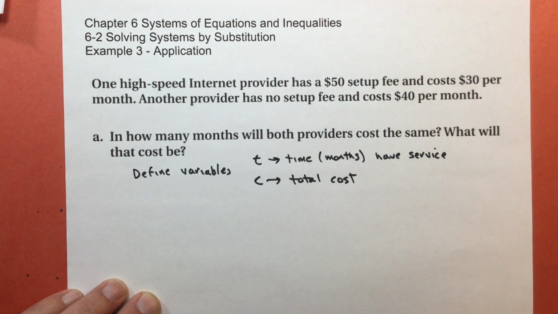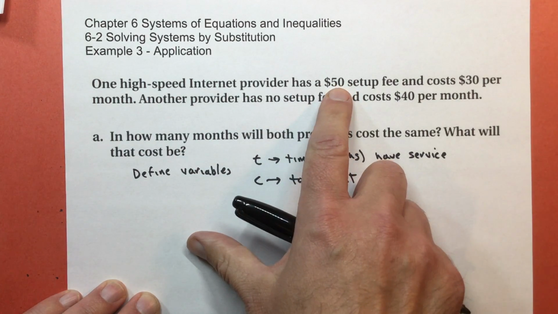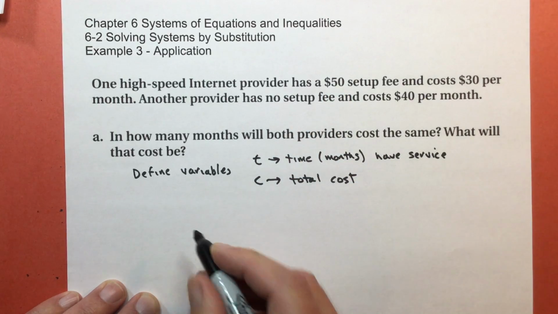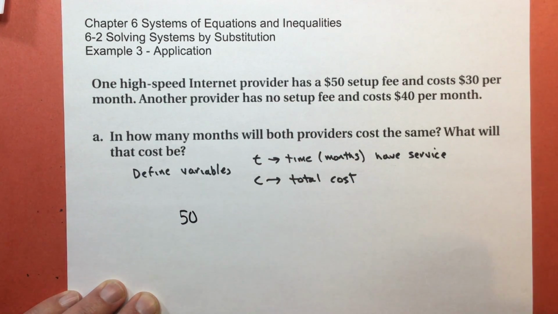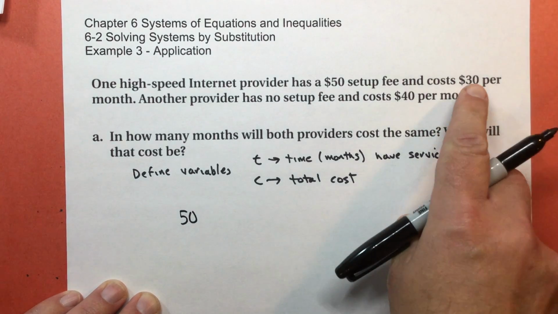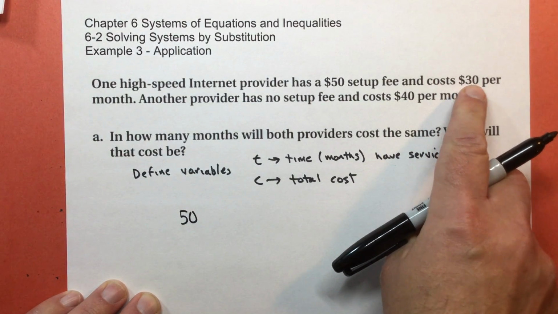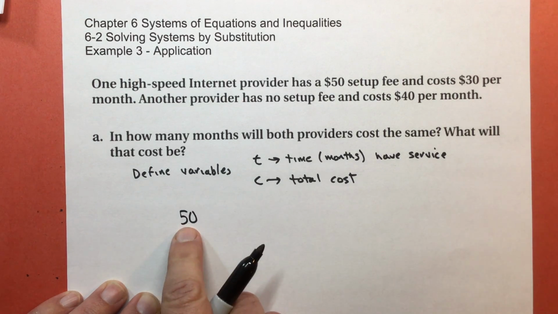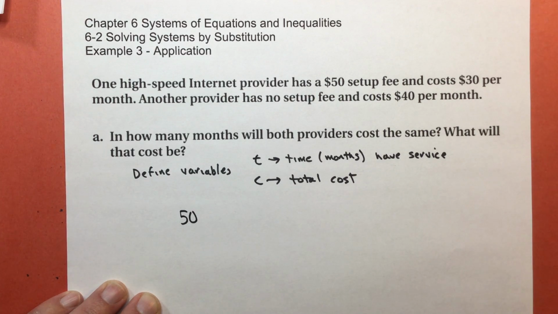Now, how do I write my two equations for my two companies? This one has a $50 setup fee. That's a one-time only fee. You don't have to add that over and over again. So that's $50 to start with, and it costs $30 each month. After 1 month, I add $30. After 2 months, I add another $30, but the 50 stayed the same. After 3 months, I add another $30. So I add 30 for every month that you have this service.